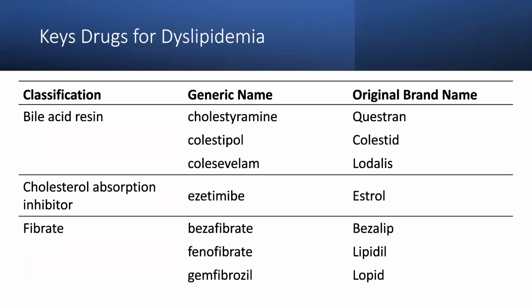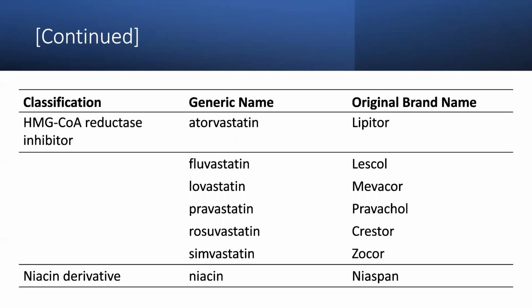So the drugs used for dyslipidemia: we use bile acid resins, that is cholestyramine or colesevelam. Cholesterol absorption inhibitor like ezetimibe. Fibrates: bezafibrate, fenofibrate, gemfibrozil. HMG-CoA reductase inhibitors: atorvastatin, fluvastatin, lovastatin, pravastatin, rosuvastatin, simvastatin. They end with the statins. And then the niacin derivative, niacin, also called nicotinic acid.